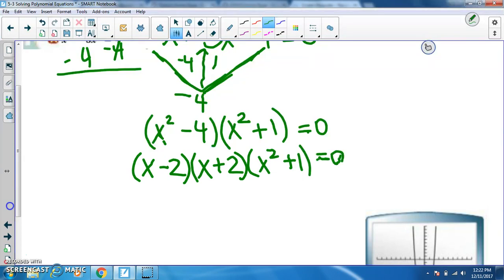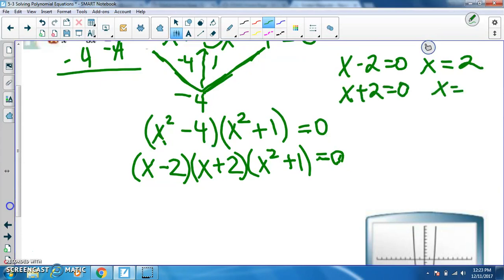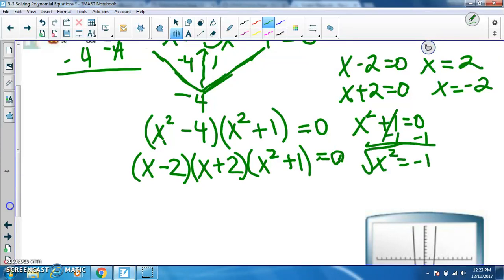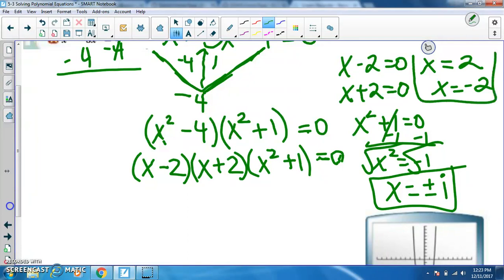Now I set each factor equal to 0 and solve. X minus 2 equals 0, so x equals 2. X plus 2 equals 0, so x equals negative 2. X squared plus 1 equals 0, subtract 1. X squared is equal to negative 1, square root. X is equal to plus or minus i. These would be my 4 solutions.